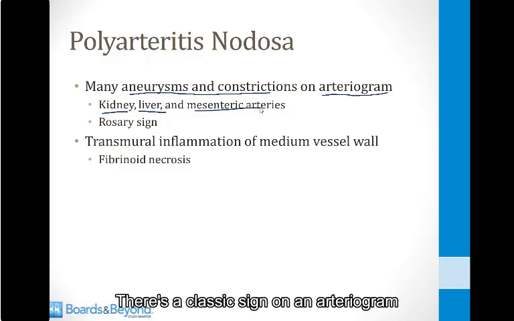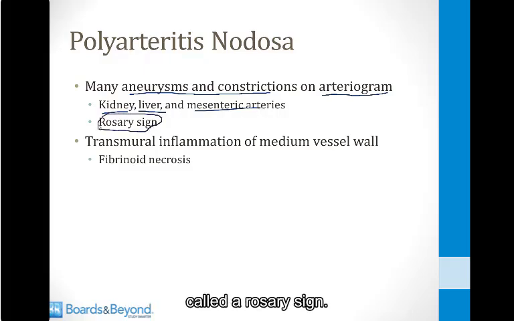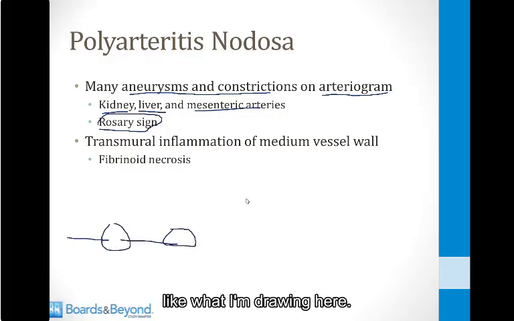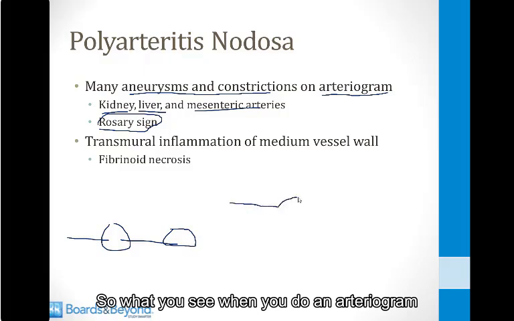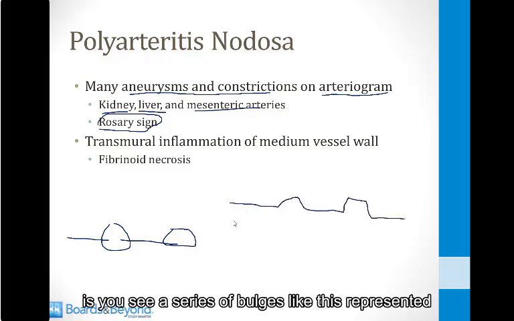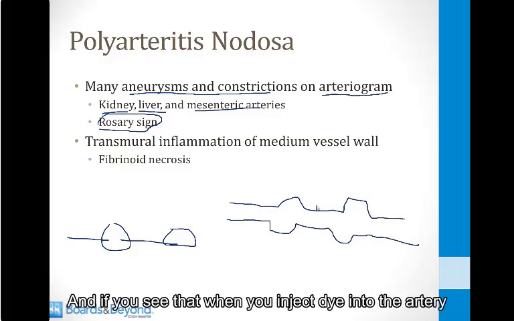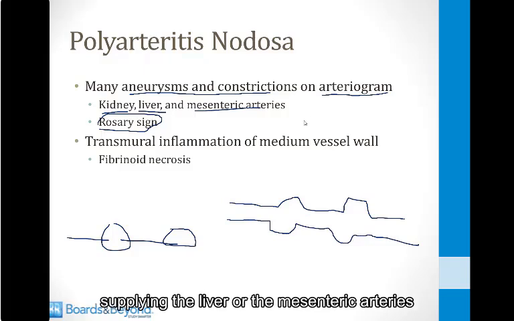There's a classic sign on an arteriogram called a rosary sign. So you may know that a rosary is a series of beads on a string like what I'm drawing here. So what you see when you do an arteriogram is a series of bulges like this represented by the aneurysms, and that's called a rosary sign. And if you see that when you inject dye into the arteries supplying the liver or the mesenteric arteries, that is suggestive of polyarteritis nodosa.